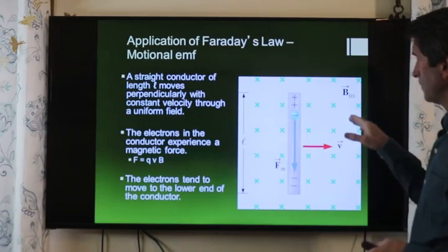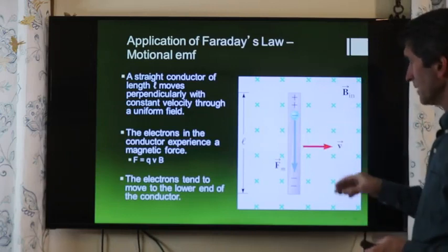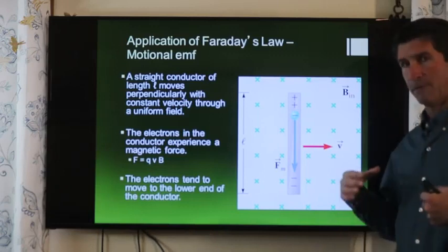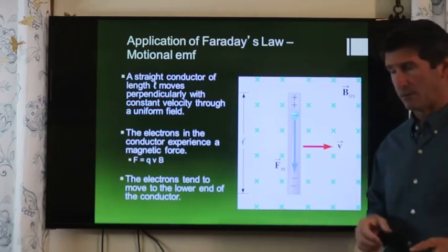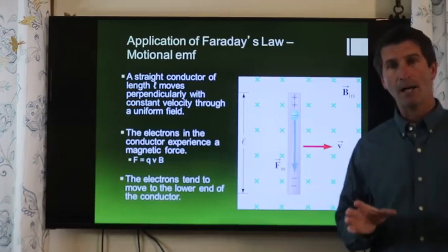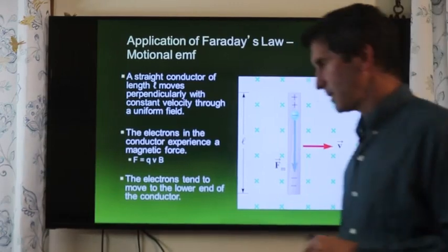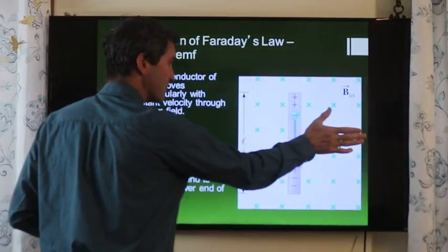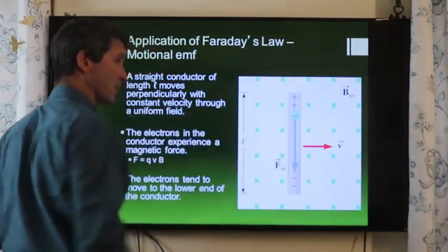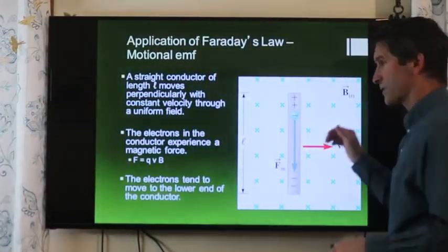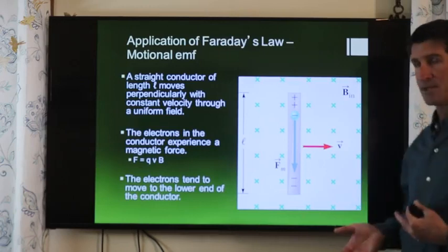Now, the magnetic field points into the board. The electrons, negative charge carriers, will feel a force in the opposite direction of the right-hand rule, and our velocity goes this way. Now, for positive charges, the right-hand rule applies. If we have positive charges here, V cross B would tell us that the force would be upward. We have negative charges, so the force is in the opposite direction. The result would be the same.